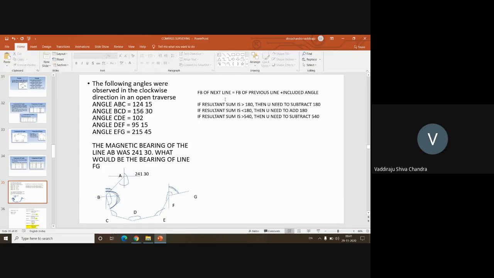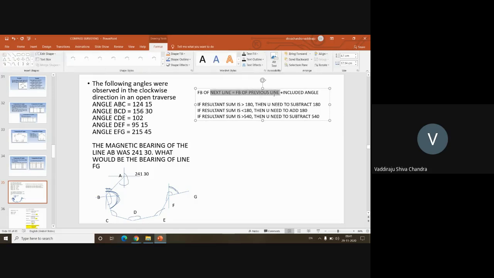So that is why we are using this equation. Forebearing of next line is equal to forebearing of previous line plus included angle. But is this small portion the forebearing of the previous line? It is a back bearing, right? Okay, it is a back bearing. But in order to simplify the calculations, he has given the equation in the form of forebearing of previous line plus included angle. And if the resultant sum is greater than 180, then you need to subtract 180.